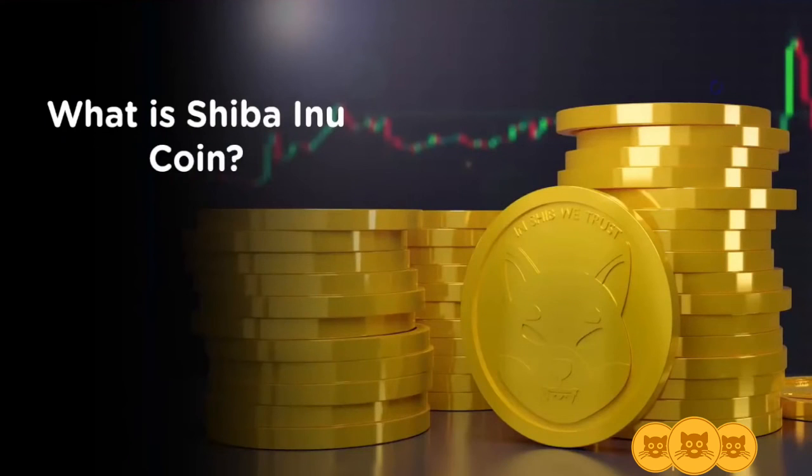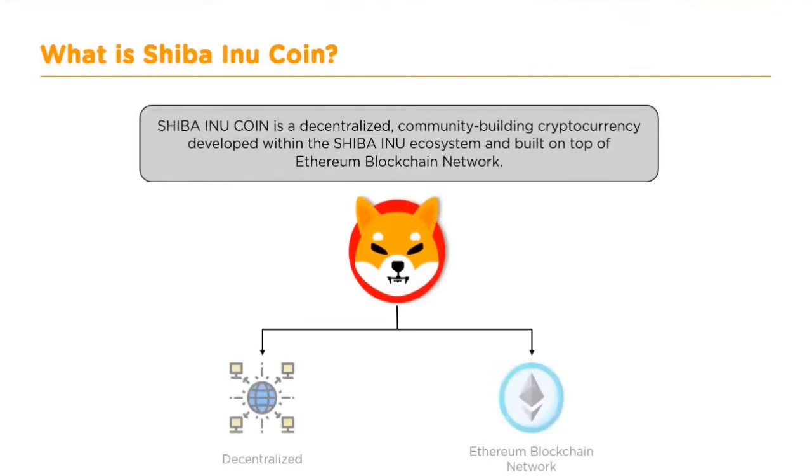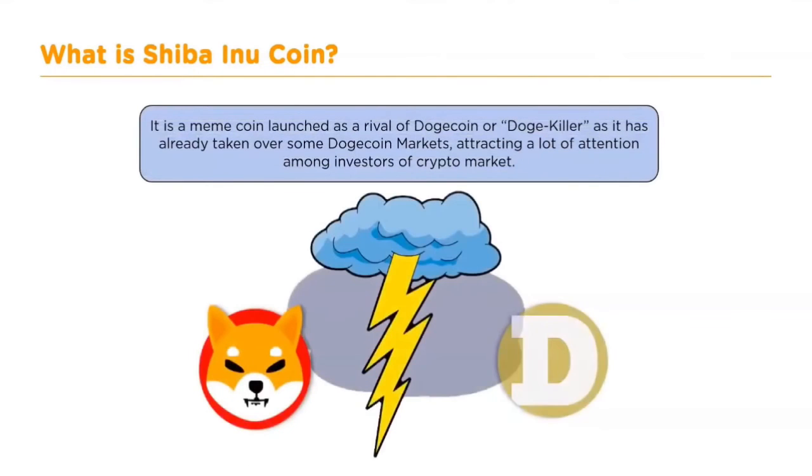Now we know how it originated. So let's have a look at what is Shiba Inu coin. Shiba Inu coin is a decentralized community building cryptocurrency, or we can say an experiment developed within the Shiba Inu ecosystem and built on top of the Ethereum blockchain network, like many other coins. It is a meme coin launched as a rival of Dogecoin or Doge Killer. Both Dogecoin and Shiba Inu were made in a humorous manner, but Shiba Inu has already taken over some Dogecoin markets, attracting a lot of attention and rising as a popular choice among investors, especially after such market crash of cryptos like Bitcoin and Ethereum.